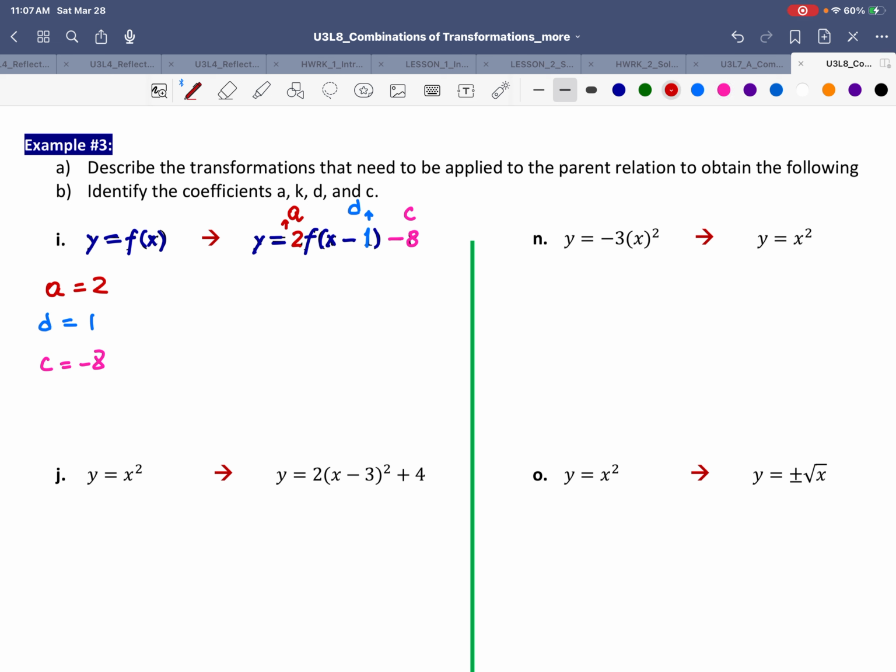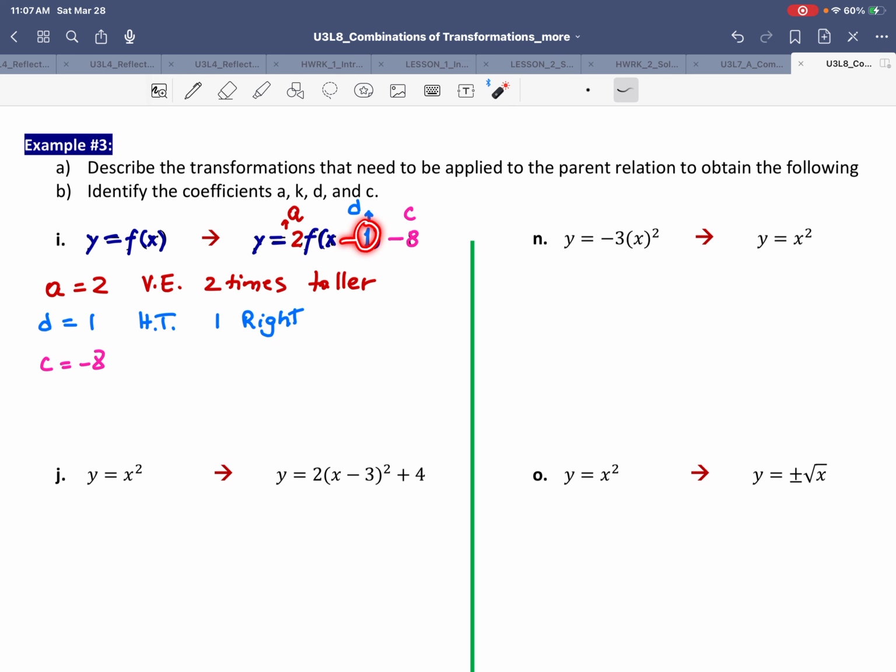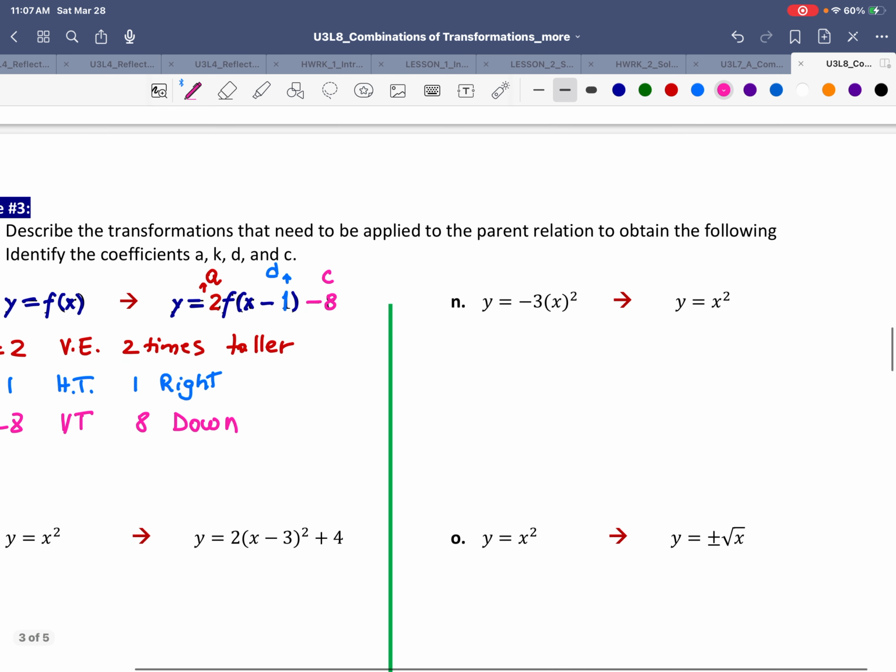An a of +2 means vertical expansion of 2 times taller, or by a factor of 2. Same thing, d of -1, +1, it means that there is a horizontal translation of 1 unit to the right. Now remember that when you see a negative in here, that means the value of d is positive, so we subtracted a positive number, so that makes d positive. And c equals -8 means that we have a vertical translation in the negative direction 8 units, so that's 8 down. Next we have a quadratic function.